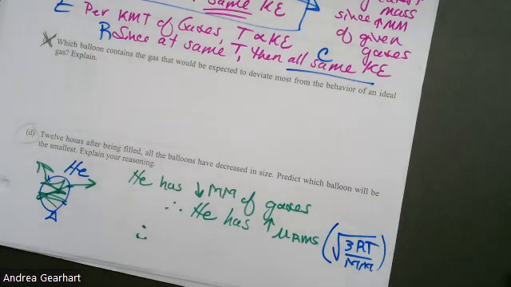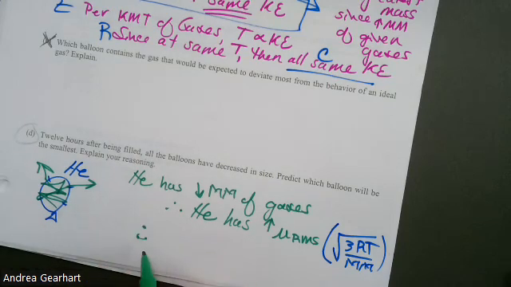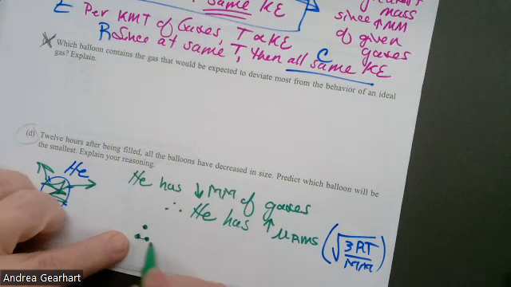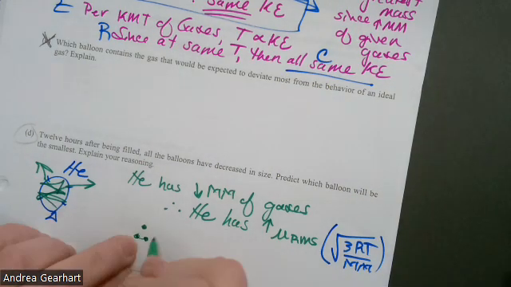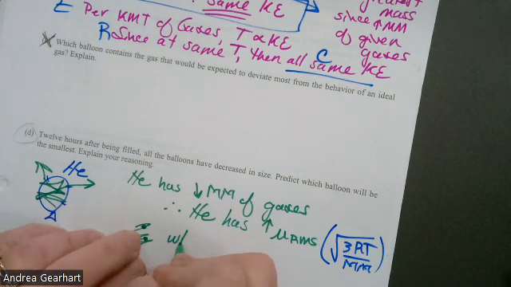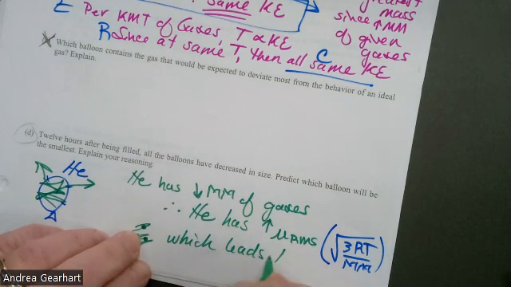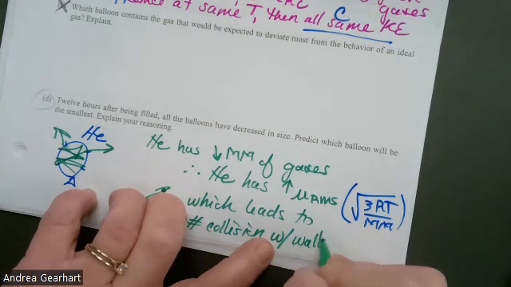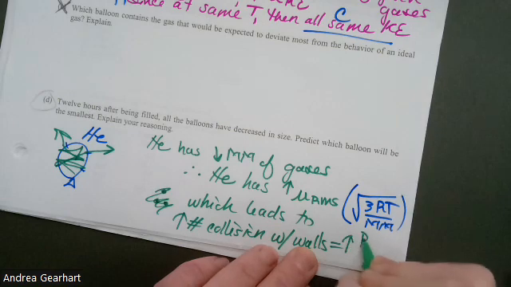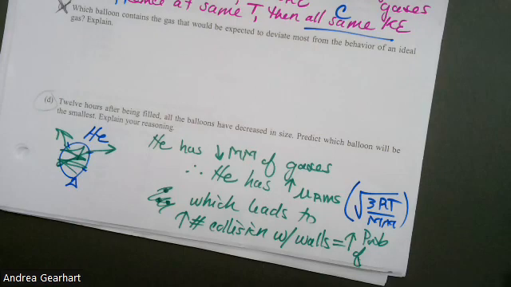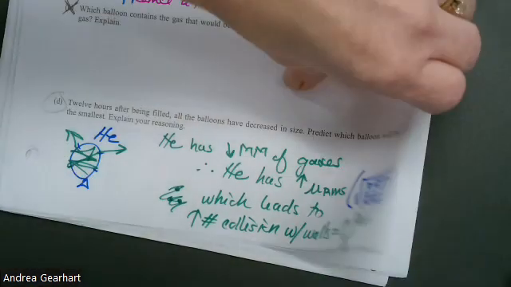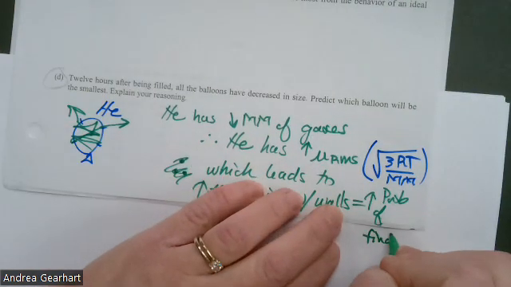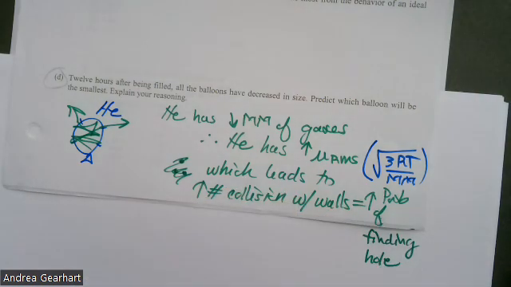Because the greater speed will lead to a greater number of possible contacts of helium with the vessel, which increases the likelihood of it finding the hole. So it leads with greater speed, which leads to a greater number of collisions with the walls, which equals a greater probability of finding the hole in the balloon.